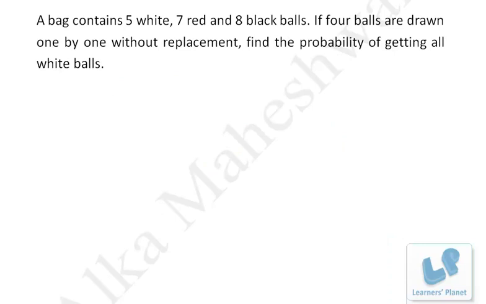Now here a bag contains 5 white, 7 red, 8 black balls. If 4 balls are drawn one by one without replacement, find the probability of getting all the white balls. Now let's find it out. 8 plus 7, 15 plus 5, 20. So the first draw will be from the 20 balls, right? Because we are not making replacement over here, in the first case we are having 20 balls and I have 5 white balls. The first ball will be drawn from 20 and we have 5 choices, right?